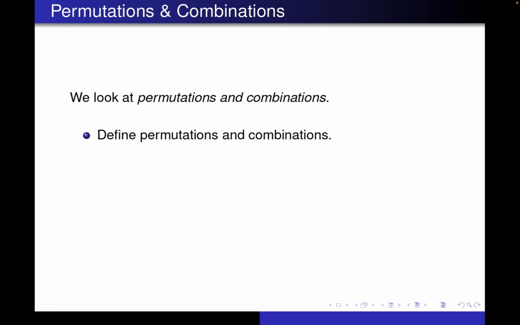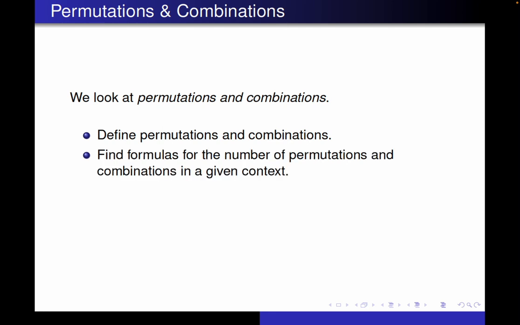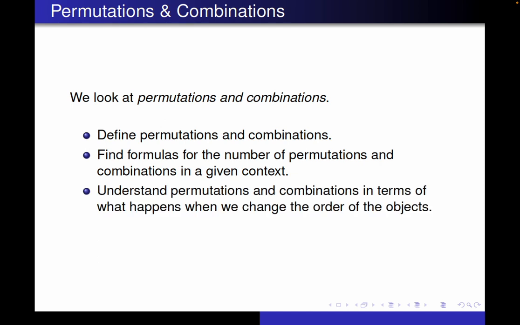So now we move on to two more topics that are somewhat related to the ones we were just studying, called permutations and combinations. We're first going to define what permutations and combinations are. We're going to find some formulas for the number of permutations and combinations in a given context. And then finally, we're going to try to understand permutations and combinations in terms of what happens when we change the order of the objects. That'll be especially helpful when we're trying to tell the difference between the two concepts.